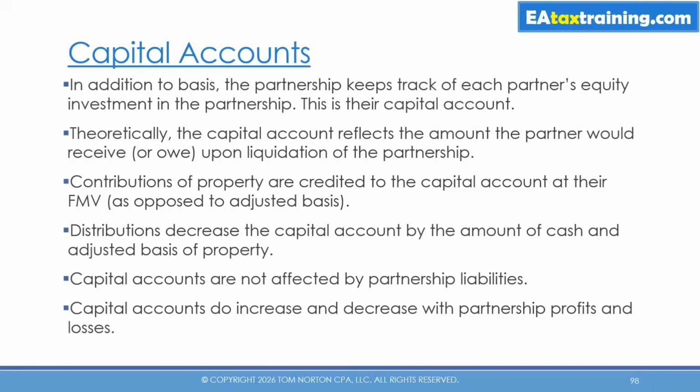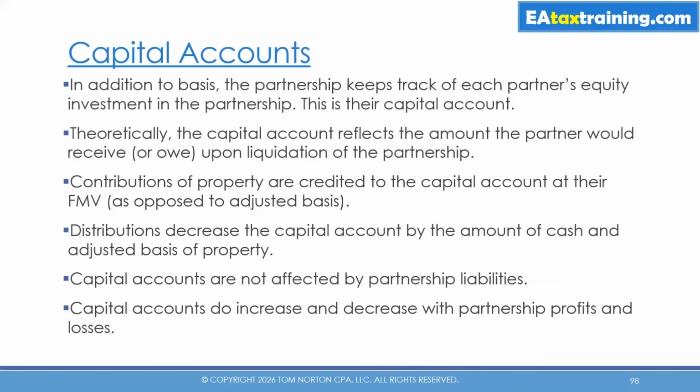Contributions of property to the partnership are credited to the capital account at their fair market value. Remember, for basis, it's the adjusted basis of the property contributed. For capital account purposes, you get credit for the fair market value of the property contributed. Distributions from the partnership decrease the capital account by the amount of cash and the adjusted basis of property. So that's the same as with outside basis. Capital accounts are not affected by partnership liabilities, but capital accounts do increase or decrease with partnership profits and losses.